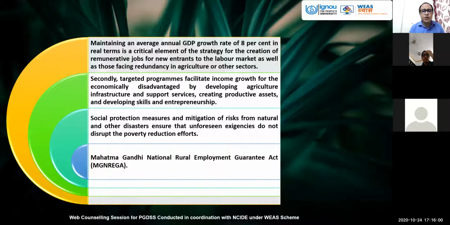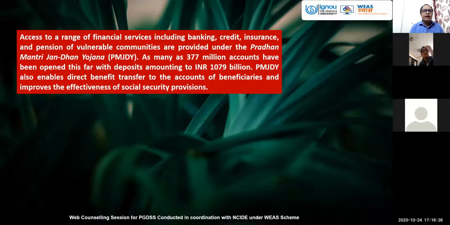In that line, we have a very strong act called the Mahatma Gandhi National Rural Employment Guarantee Act. At least this act provides basic livelihood and basic income to most of the rural and unemployed citizens of India. And to end poverty, we need to give access to a range of financial services, including banking, credit, insurance, and pension, to vulnerable communities. This is already provided through the Pradhan Mantri Jan Dhan Yojana.